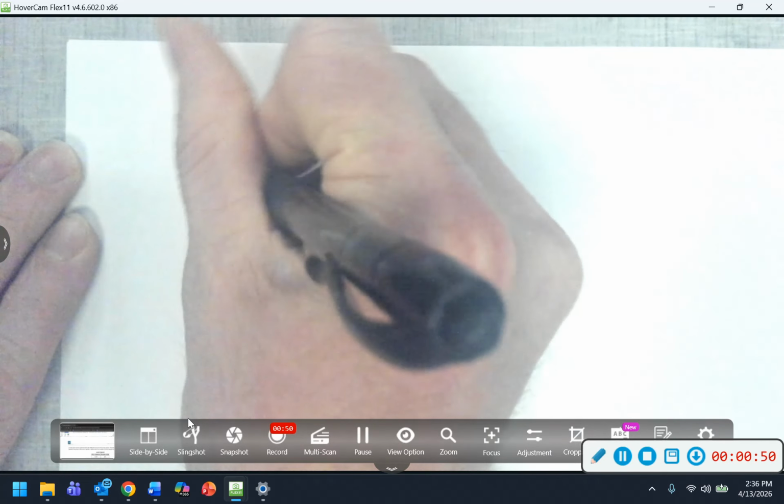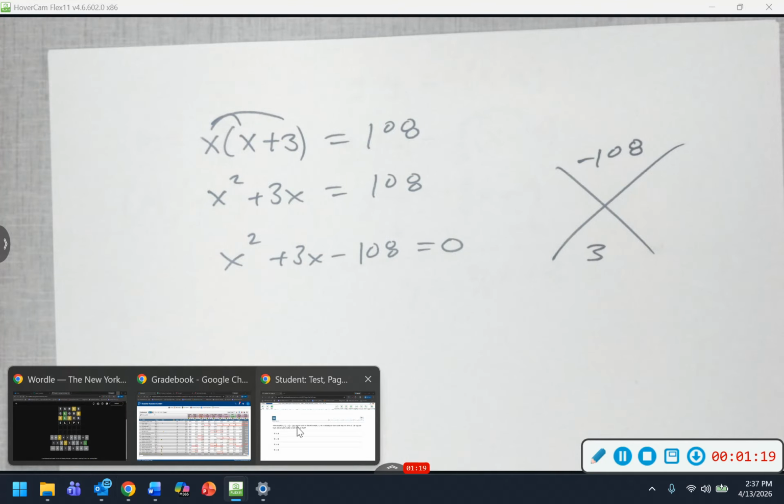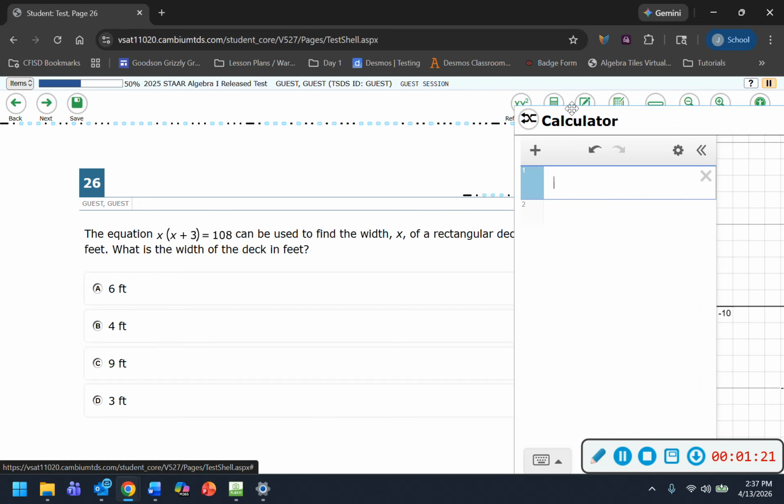I'm going to distribute. I'm going to subtract. And here we are, we're ready to start factoring. So I'm going to do the magic X, A times C, and B. All right, what two numbers multiply to make negative 108, but add to make 3? Not coming to me off the top of my head. Don't really have my factors of 108 memorized.